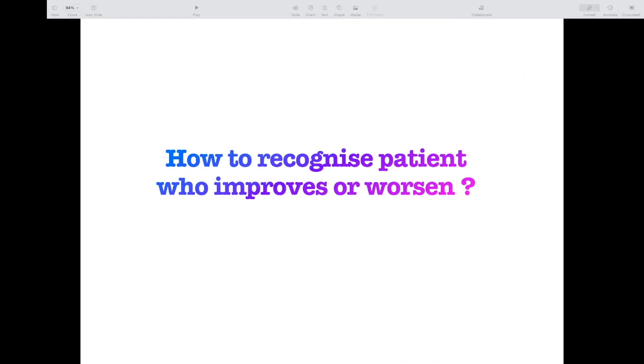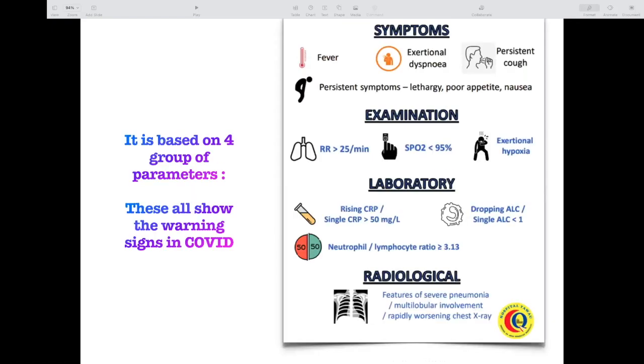And next, we are going to identify how we recognize patients with COVID-19, whether they are improving or worsening. What do we look at? These are the warning signs of COVID-19 patients. Basically, it is divided into 4 groups of parameters, which include your symptoms, examination, lab result, and also radiological finding.